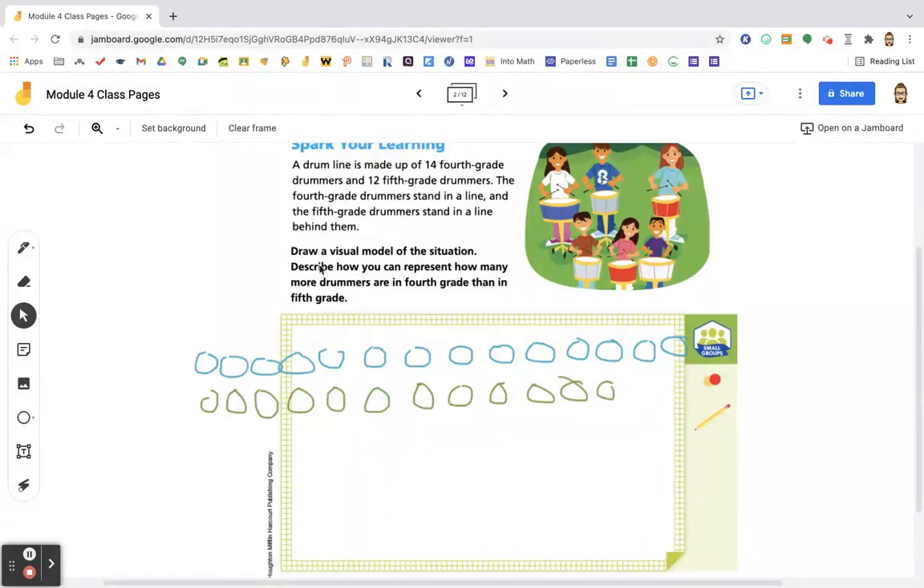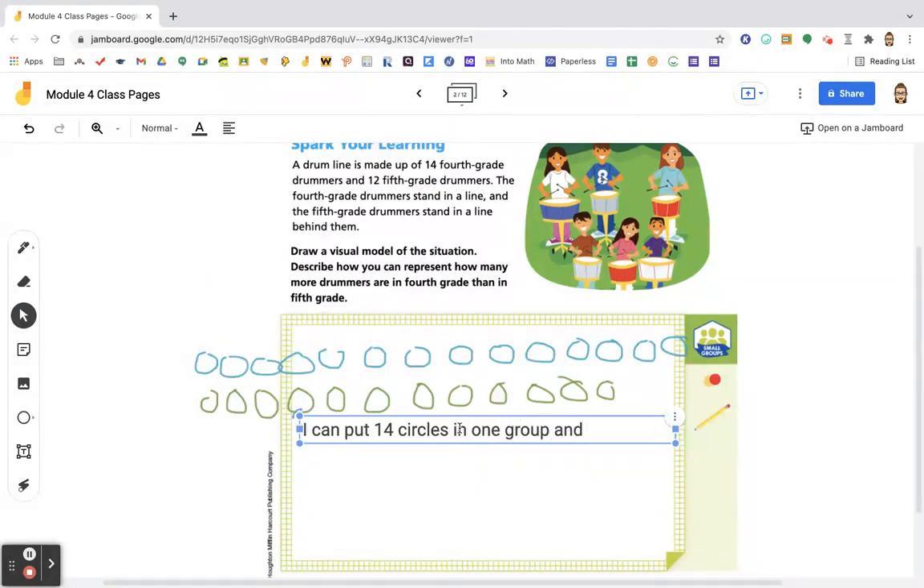So then it says, describe how you can represent how many more drummers are in the fourth grade than in the fifth grade. So I'm going to type. I can put 14 circles in one group and 12 circles in another group.